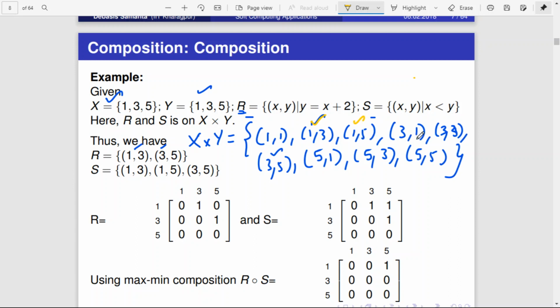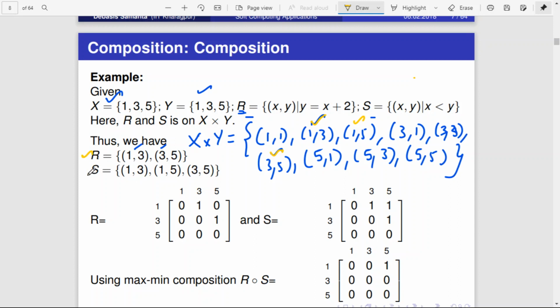1 comma 5, is 1 less than 5? Yes. 3 comma 1, is 3 less than 1? No. 3 comma 3? No. 3 comma 5, is 3 less than 5? Yes, so take this. 5 comma 1? No. 5 comma 3? No. 5 comma 5? No. So these are the three elements we are getting for the relation S: 1 comma 3, 1 comma 5 and 3 comma 5.